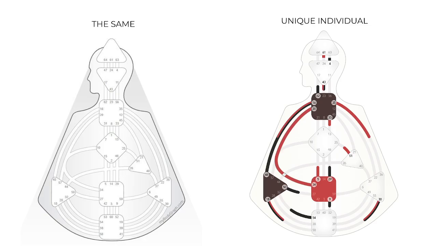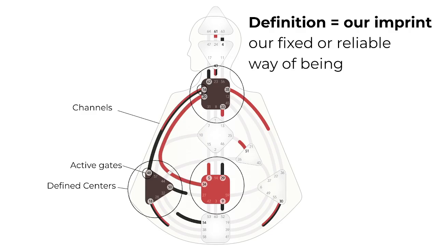So what makes us the same is the whole map in its entirety. And what makes us different is our specific definition and openness. Our definition is our imprint. It's our fixed or reliable way of being. And definition creates really what is consistent or dependable in us. It's like our vibe in the world.